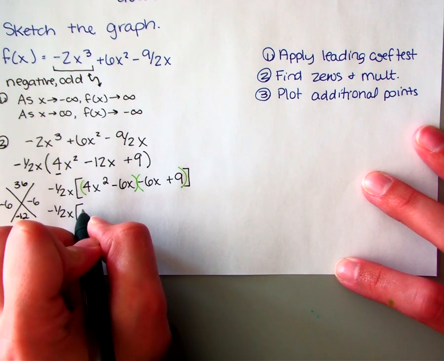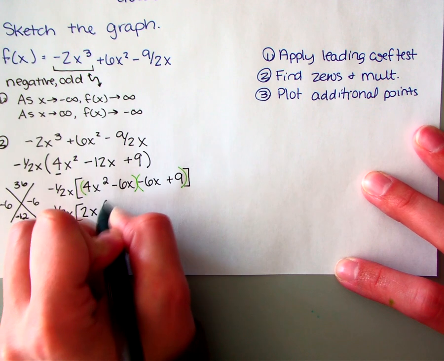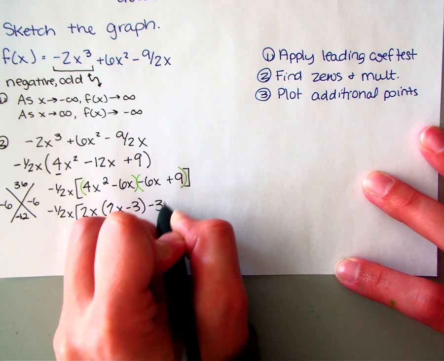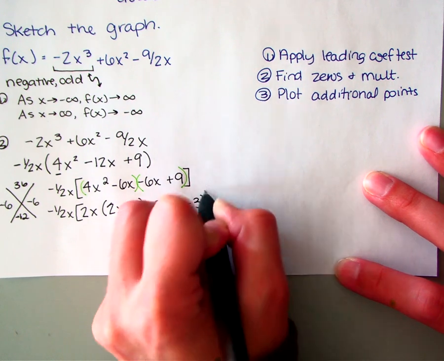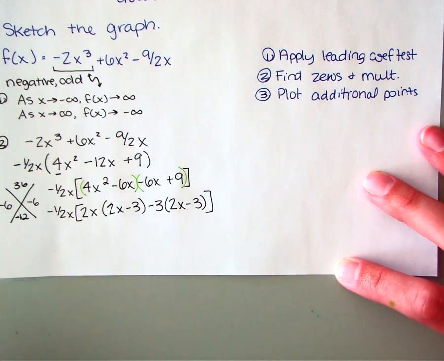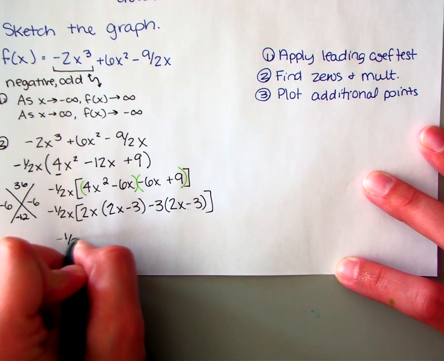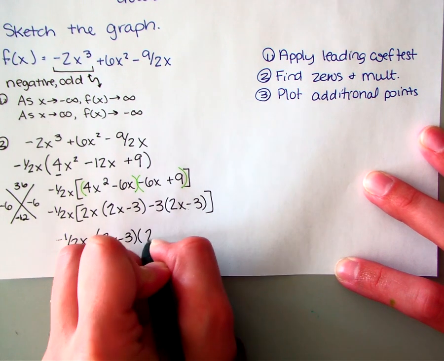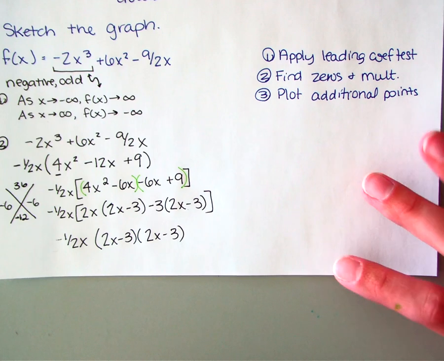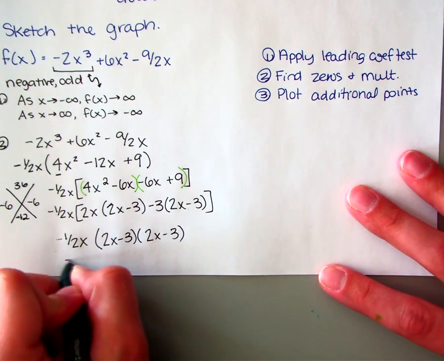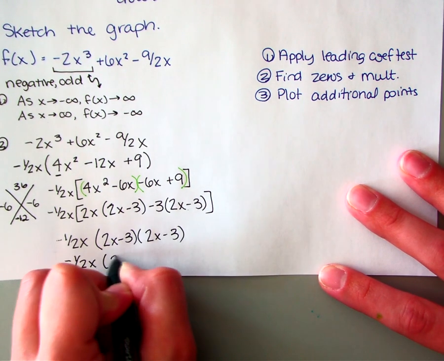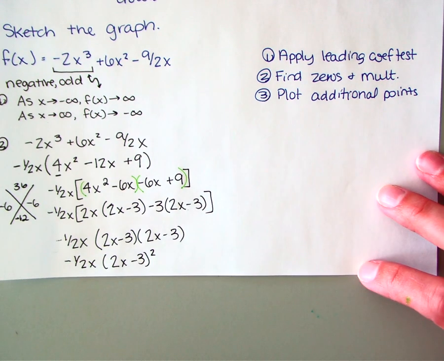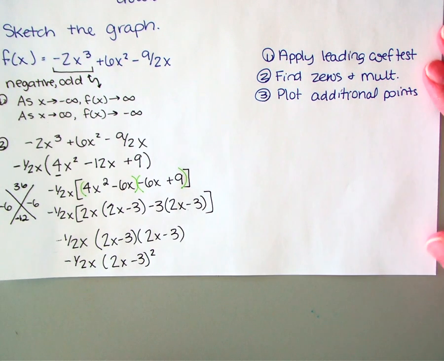Between 4x squared and 6x, I can take out a 2x. That leaves me with 2x minus 3. Negative 6x and 9, take out a negative 3. Leaves me with 2x minus 3. Got some good things going on. My stuff in parentheses matches. And so finally, my final answer is negative 1/2 x times 2x minus 3 times 2x minus 3. If we simplify that a little bit further, since 2x minus 3 repeats, we can just put it raised to the power of 2. And so we factored it.